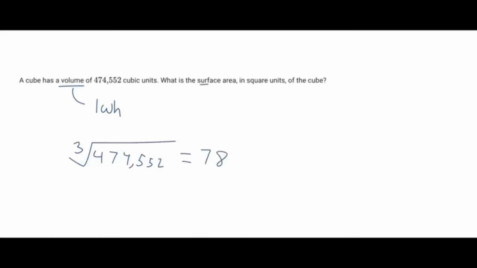And now we want to calculate the surface area. For the surface area, we can just find the area of each side and then multiply by the number of sides. So we have 78 times 78. That will give us the area of one side. And we know there are 6 faces to a cube. And so we can just multiply this by 6, giving us a final value of 336,504.